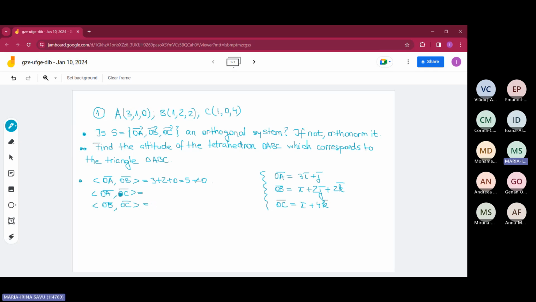So OA in dot product with OC is 3 plus 0 plus 0. And the last one, 3 plus 0 plus... no, yeah, plus 0 plus 2 times 4. So that's it.